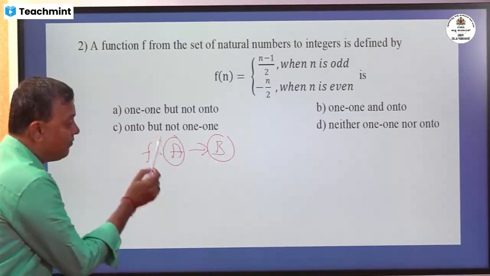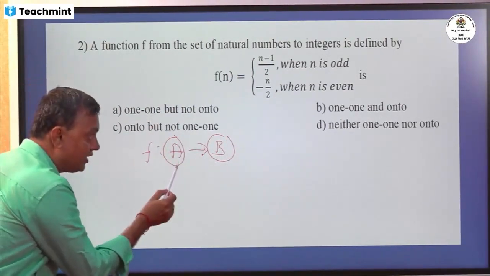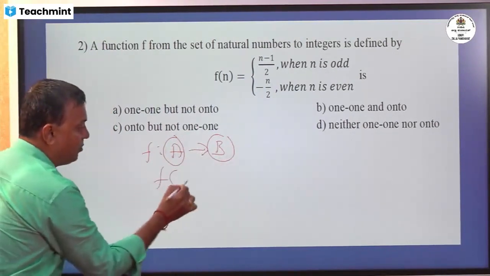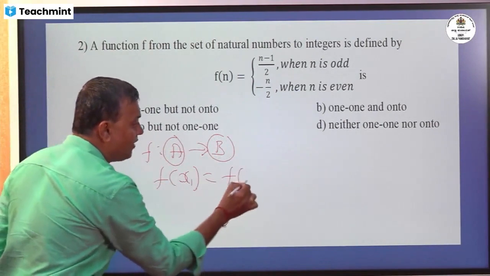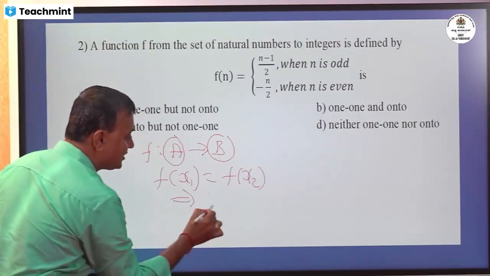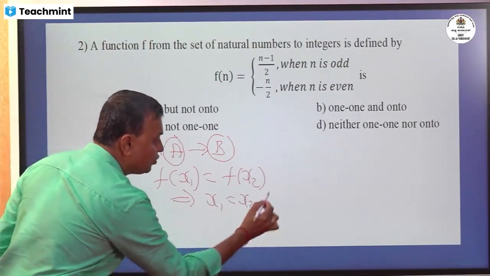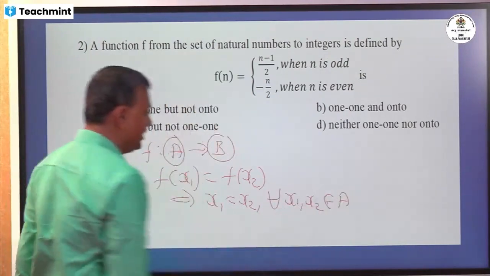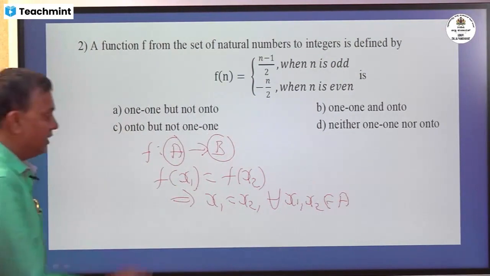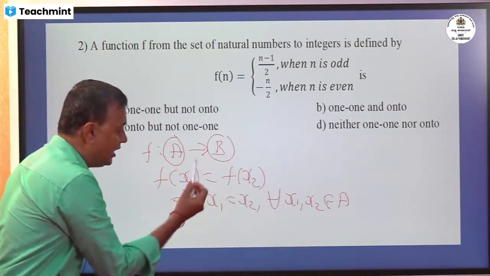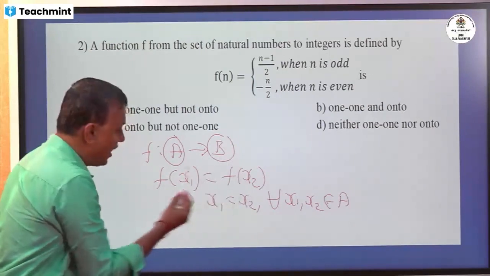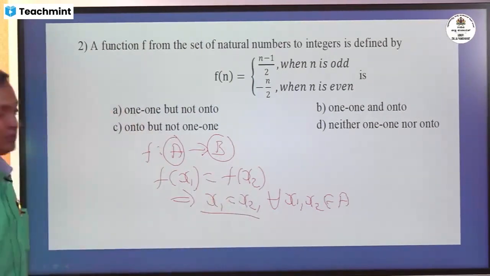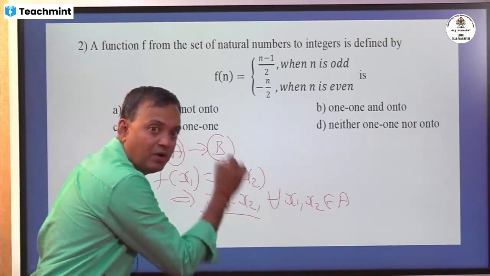Different elements in the domain set have different images in the codomain, meaning f of x1 equal to f of x2 implies x1 is equal to x2 for every x1 and x2 belonging to the set. This is not only for two elements. If two different elements x1, x2 have the same image, then they must be equal. So this is the definition of a one-one function.